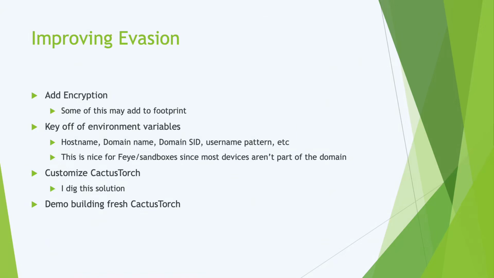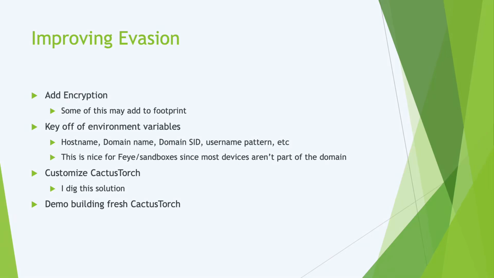Keying off environment variables is another one. Things like host name, domain name, the domain SID is a really good one. It's hard for people to figure out if they don't know what they're looking for. So if you can include something programmatic there, it's nice. Username patterns, if your company has a very specific username pattern, then that's a good one. And like I said, it's nice for FireEye sandboxes and a lot of the other sandboxes because they don't know anything about your environment, and so they typically won't run when you detonate them.